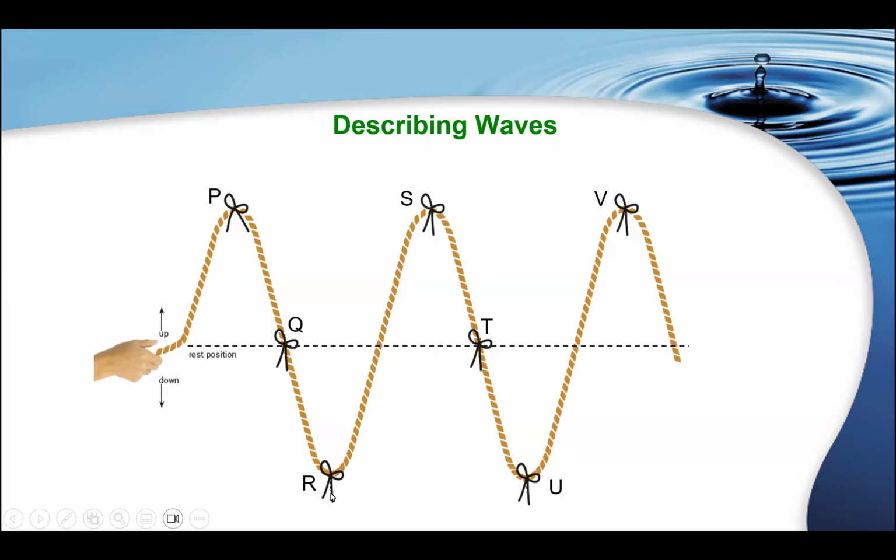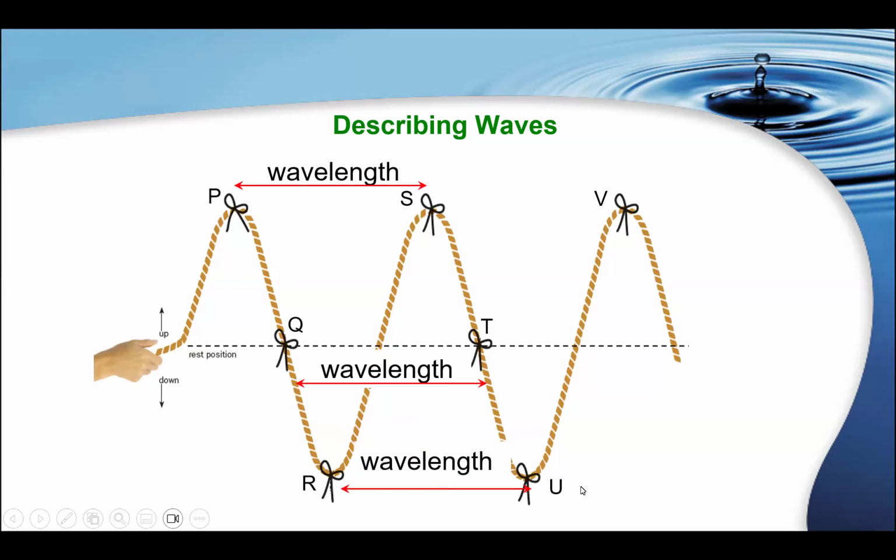And if I start from R, one wave will be I go up and down to U. R to U will be one wave. Then I repeat myself again, up and down, to get my second wave. So these are each one wavelength. P to S, Q to T, R to U are all one wavelength, because the x-axis represents the distance, the length of one wave.